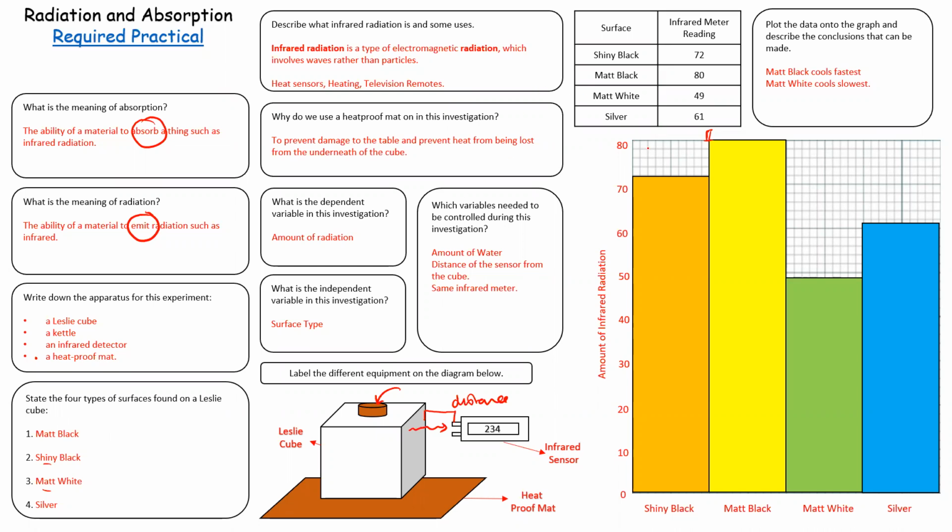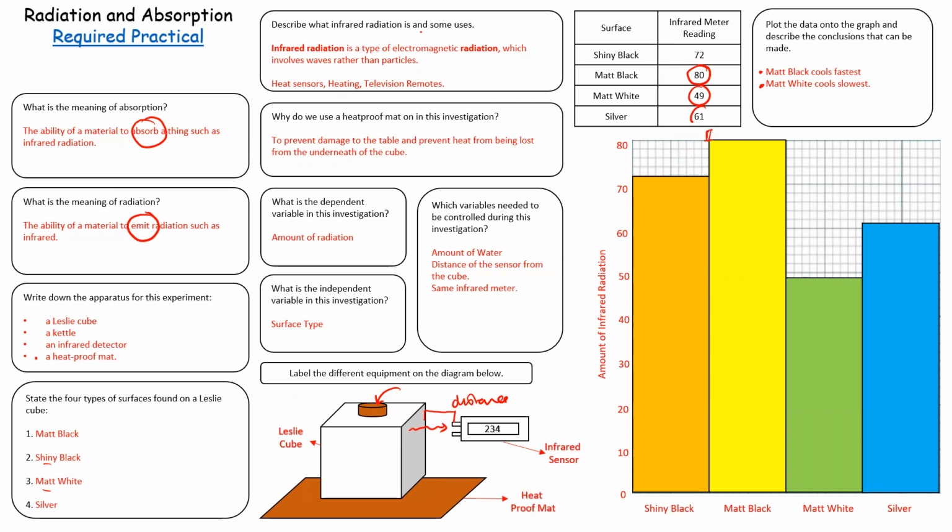And when you plot the results, the highest heat given off here is your matte black. That's the highest one. That means it will cool the fastest. It's losing the heat quickest. Whereas matte white is the slowest, and therefore it will cool down the slowest.